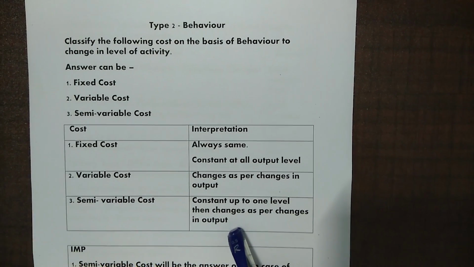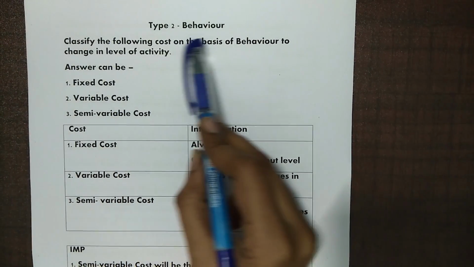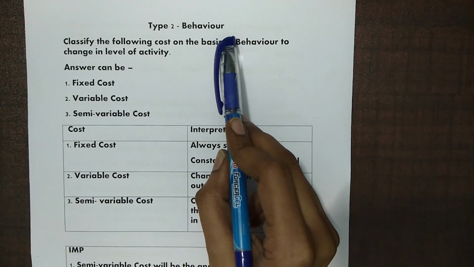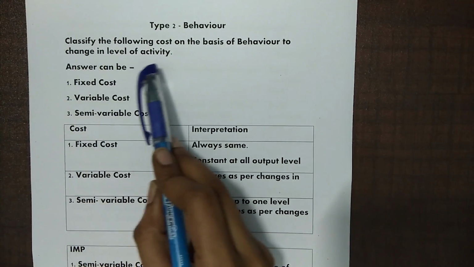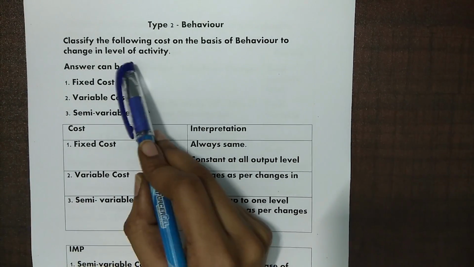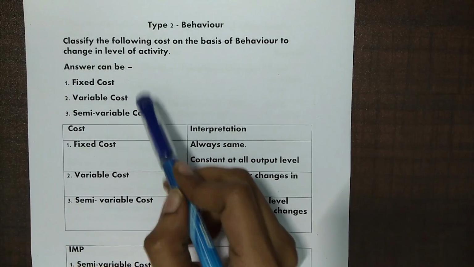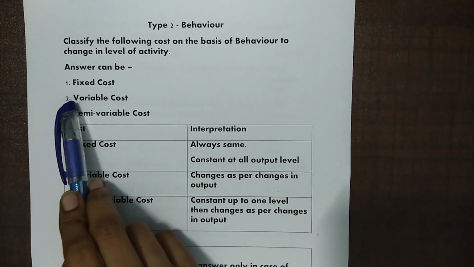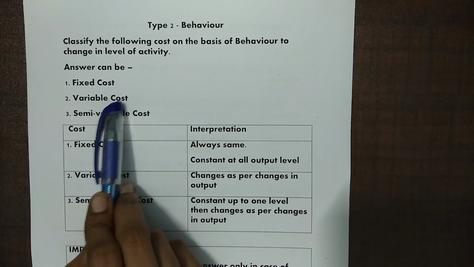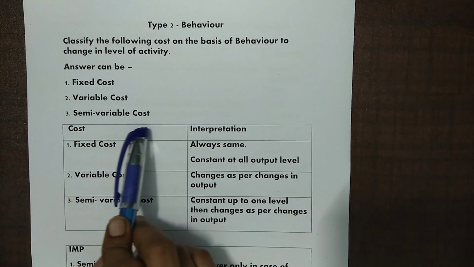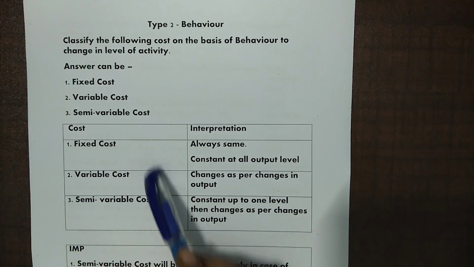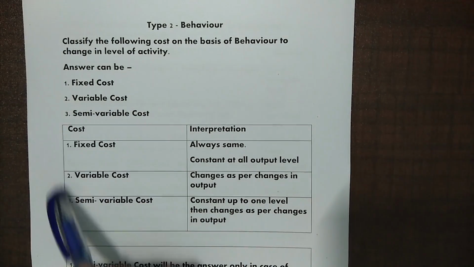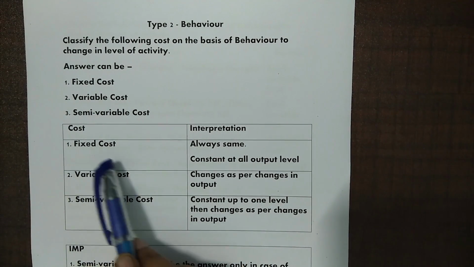Good morning. I'm Professor Savita Bodke, and in this second lecture we are going to study how to classify the cost on the basis of behavior to change in level of activity. For this you have only three choices of answer: your answer can be either a fixed cost, variable cost or semi-variable cost. Now we are going to understand the meaning of each and every cost.